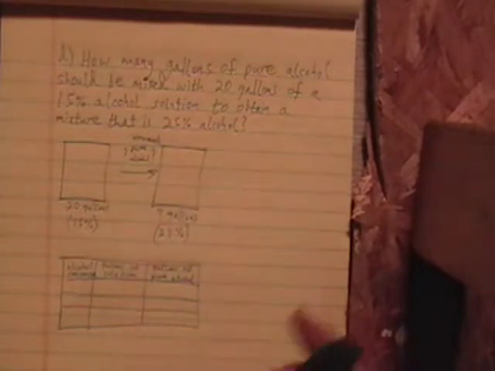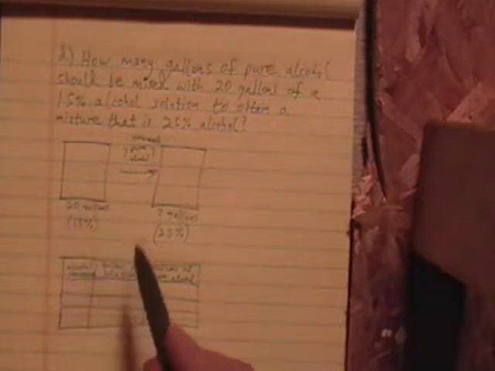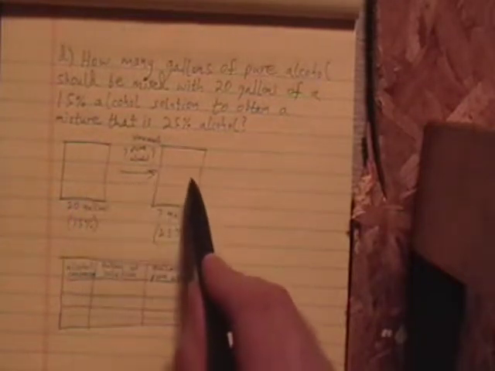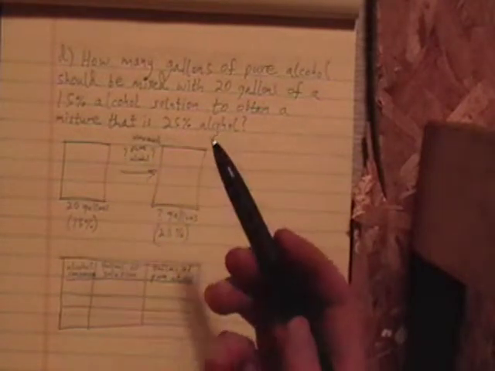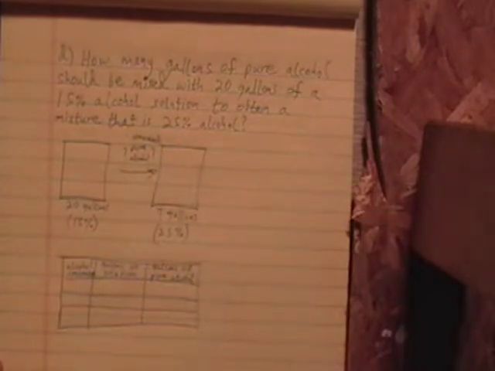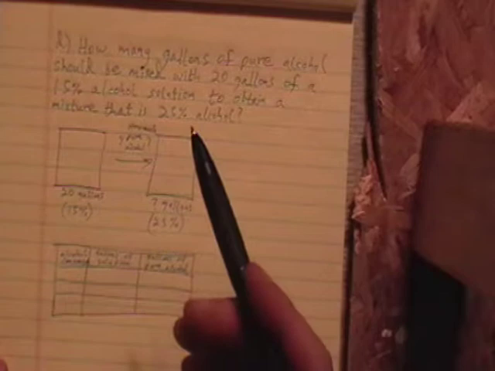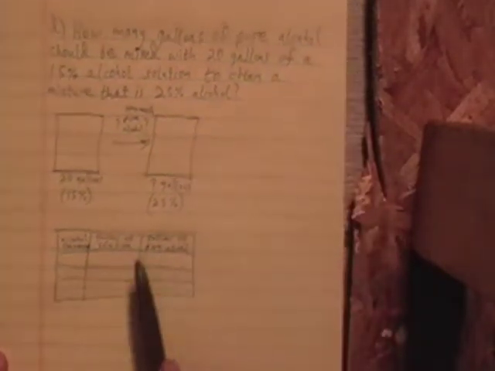So here's the situation. We're starting with 20 gallons of 15% alcohol, and we're going to add pure alcohol until alcohol makes up 25%. We don't know how many gallons that's going to be. That's what we want to find out, how much pure alcohol. With this type of problem, just like with your motion problems, where distance equals rate times time, it's helpful to make a table usually, okay? So I have this table here.